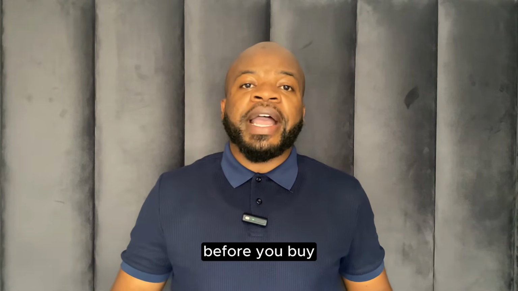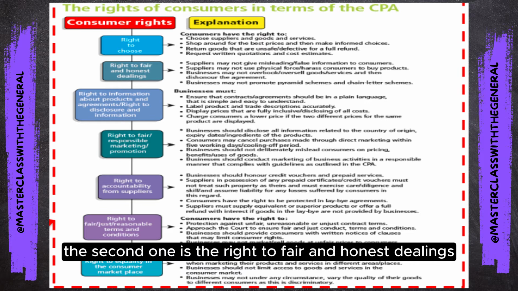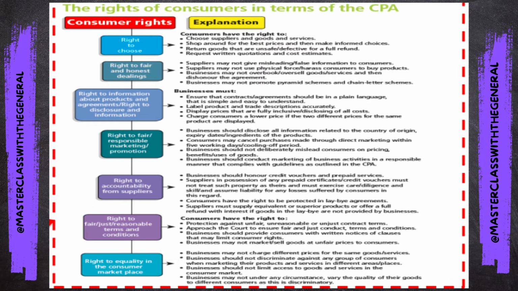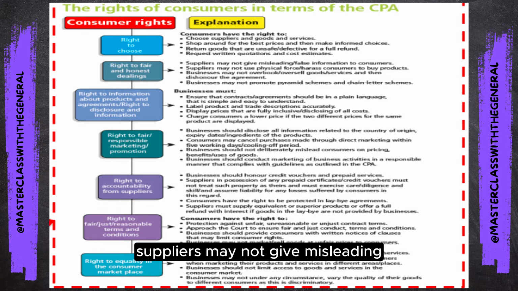The second one is the right to fair and honest dealings. Suppliers may not give misleading, false information to consumers. Suppliers may not use physical force or harass consumers to buy products.